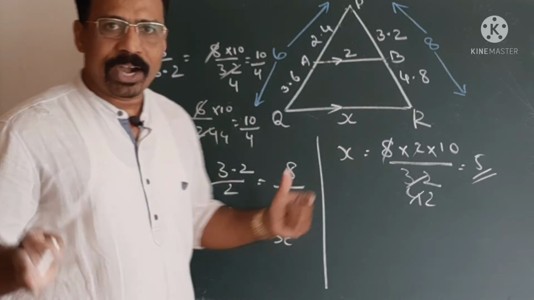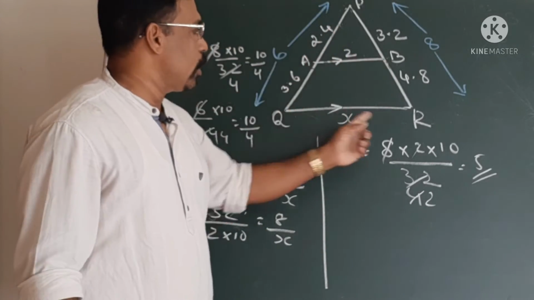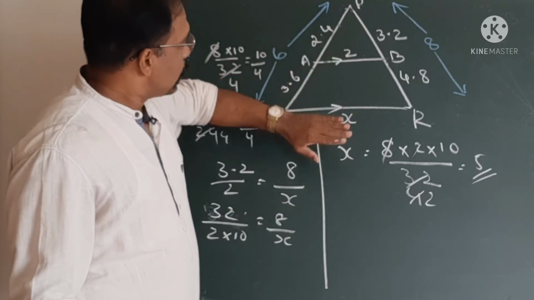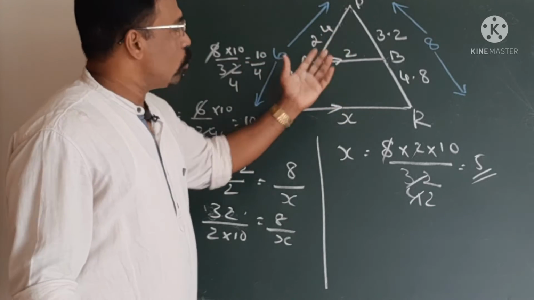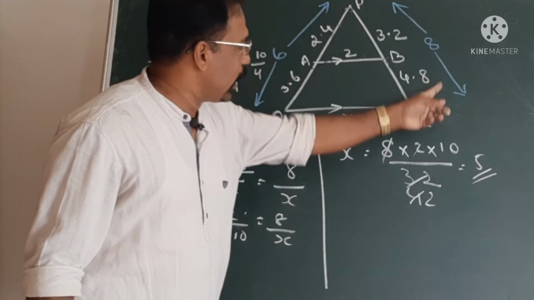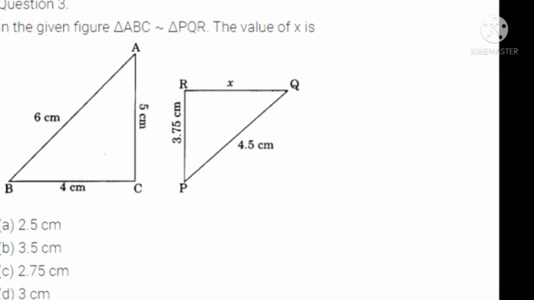So in this question what we have done is, we are just checking whether this AB is parallel to QR. If this is parallel, then we can say that the smaller triangle is similar to the bigger triangle. So their sides are proportional, that is 3 by 2 by 2 is equal to 8 by x. So from there we can get the value of x.